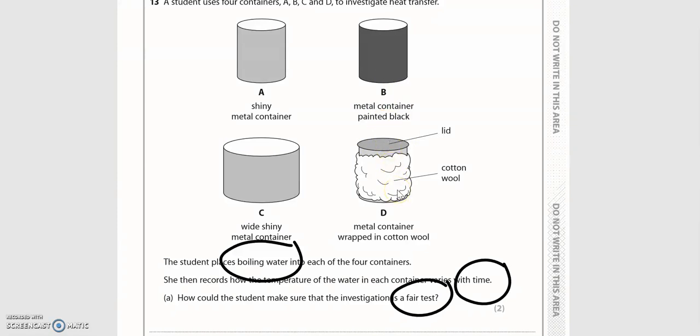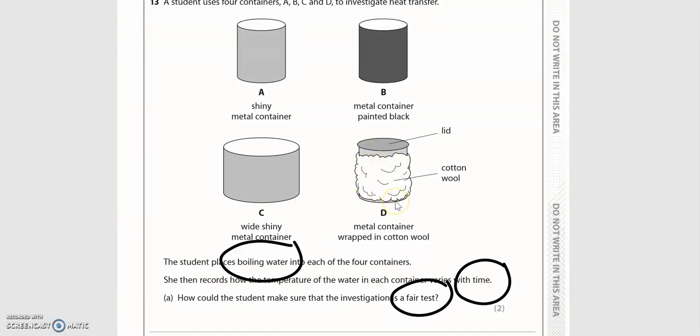You can talk about the fact that it's surrounded by cotton wool. So cotton wool does 2 things. It's a good insulator, so it's a bad conductor. And the reason it works so well as an insulator is because it has air trapped inside it. And trapped air works very well for 2 reasons.